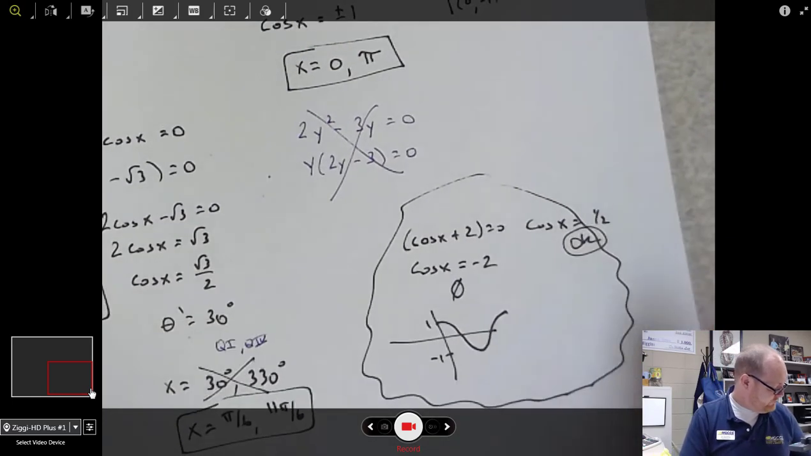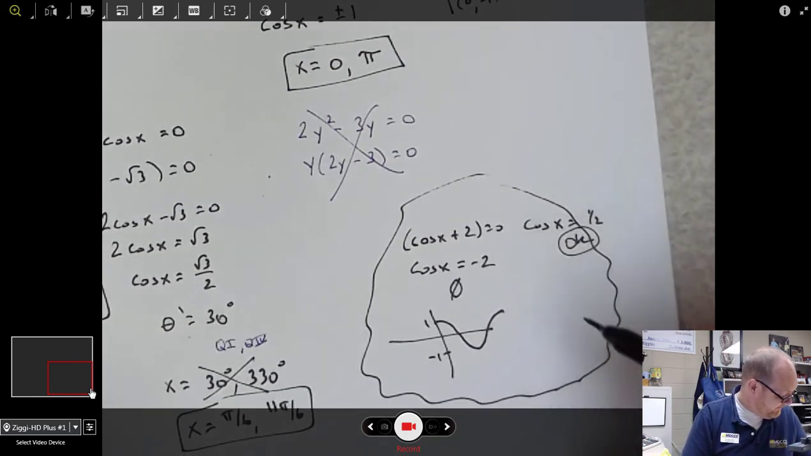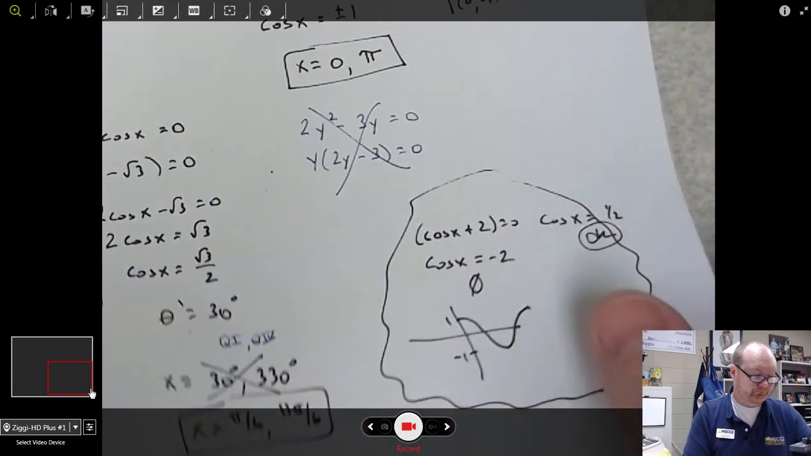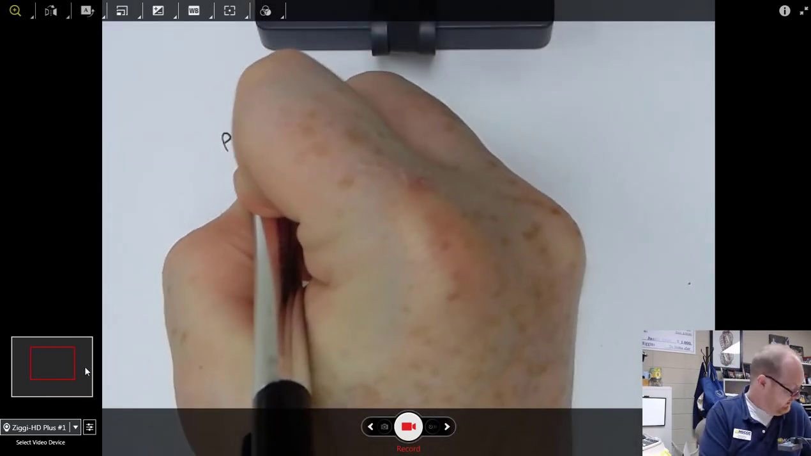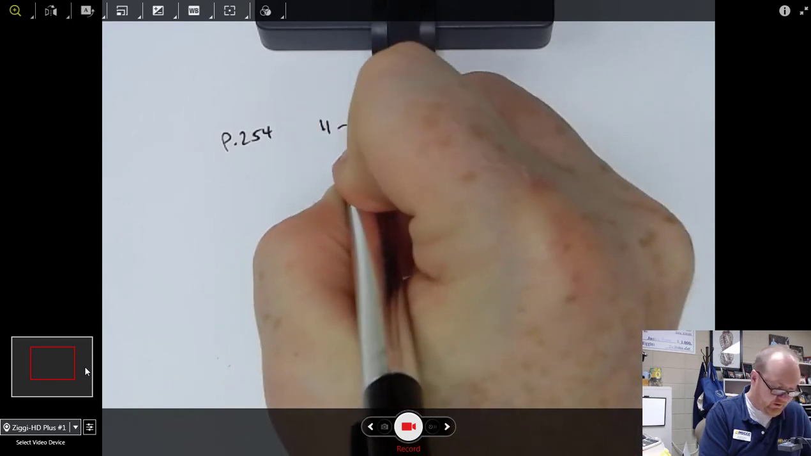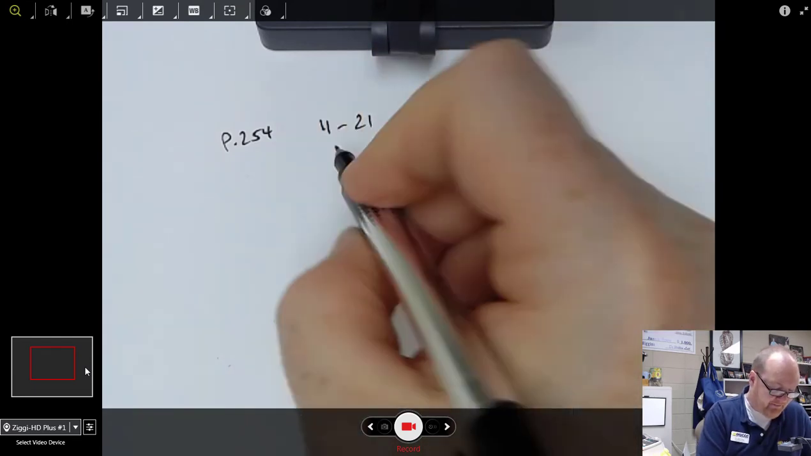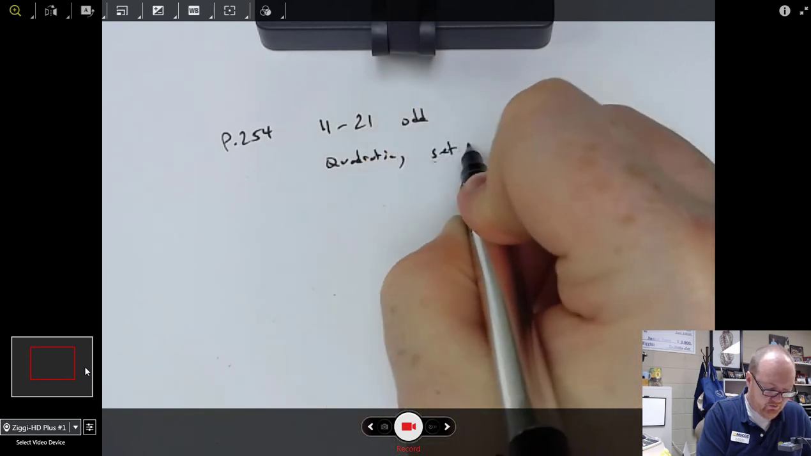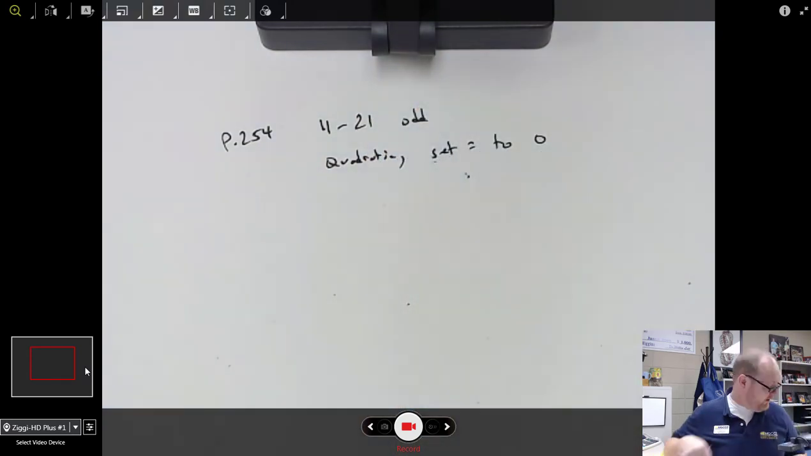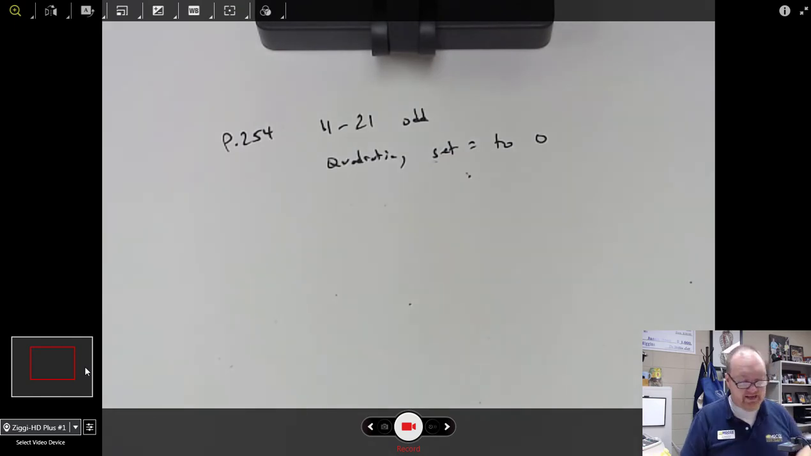All right, so for sure, I need you to look at page 254. Let's be sure and look at 11 through 21, those odds. If it happens to be a quadratic, set equal to 0 first on those. So those are the kind that I'll test you on simply because of time constraints.